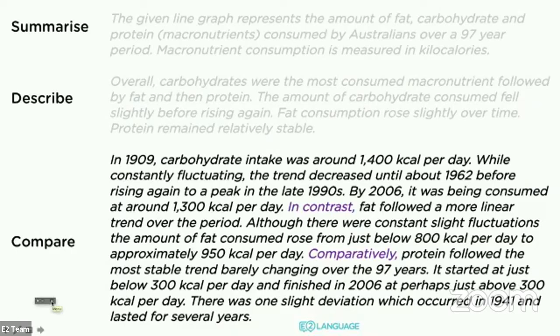In 1909, carbohydrate intake was around 1,400 kilocalories per day. While constantly fluctuating, the trend decreased until about 1962 before rising again to a peak in the late 1900s. By 2006, it was being consumed at around 1,300 kilocalories per day. In contrast, fat followed a more linear trend over the period. Although there were constant slight fluctuations, the amount of fat consumed rose from just below 800 kilocalories per day to approximately 950 kilocalories per day.